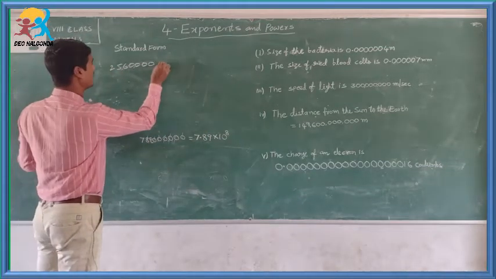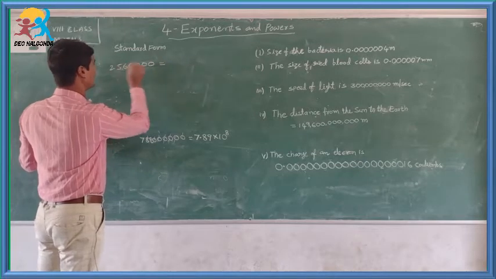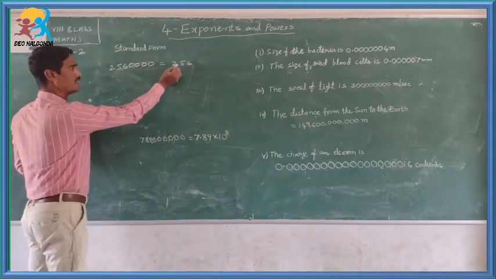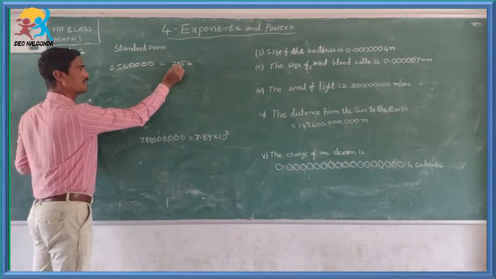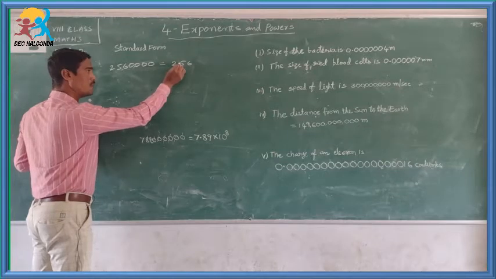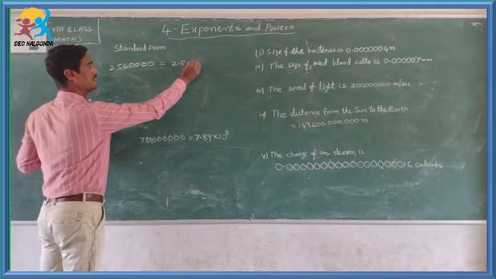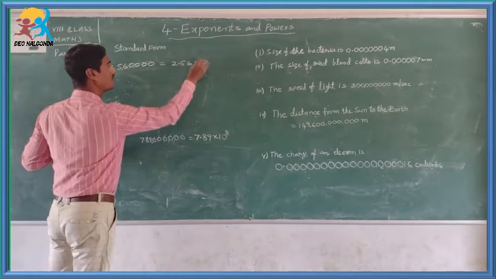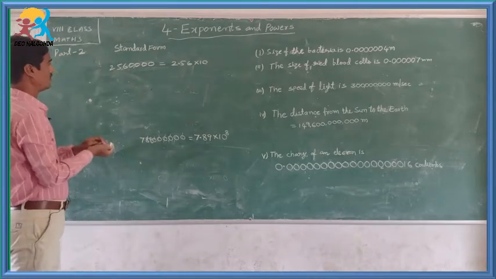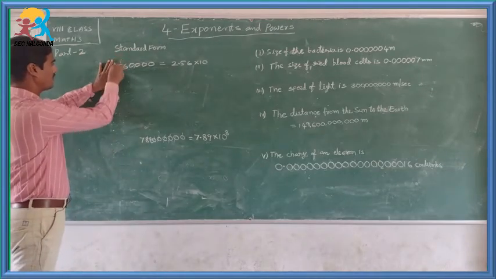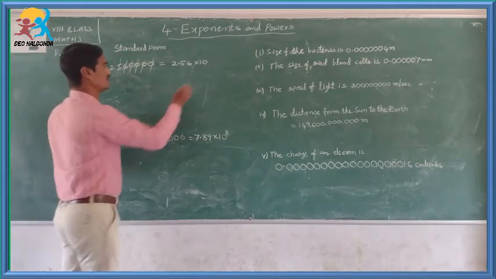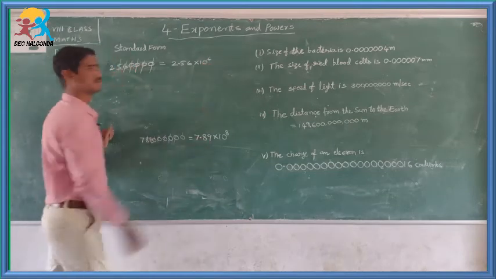Suppose now 25 lakh. You can write 25 lakh here as 256. Always take one digit after the point, from the left. So 2.56 into 10 to the power of how much should it be? After 2, close the 2. Remaining 1, 2, 3, 4, 5, 6. So 6.